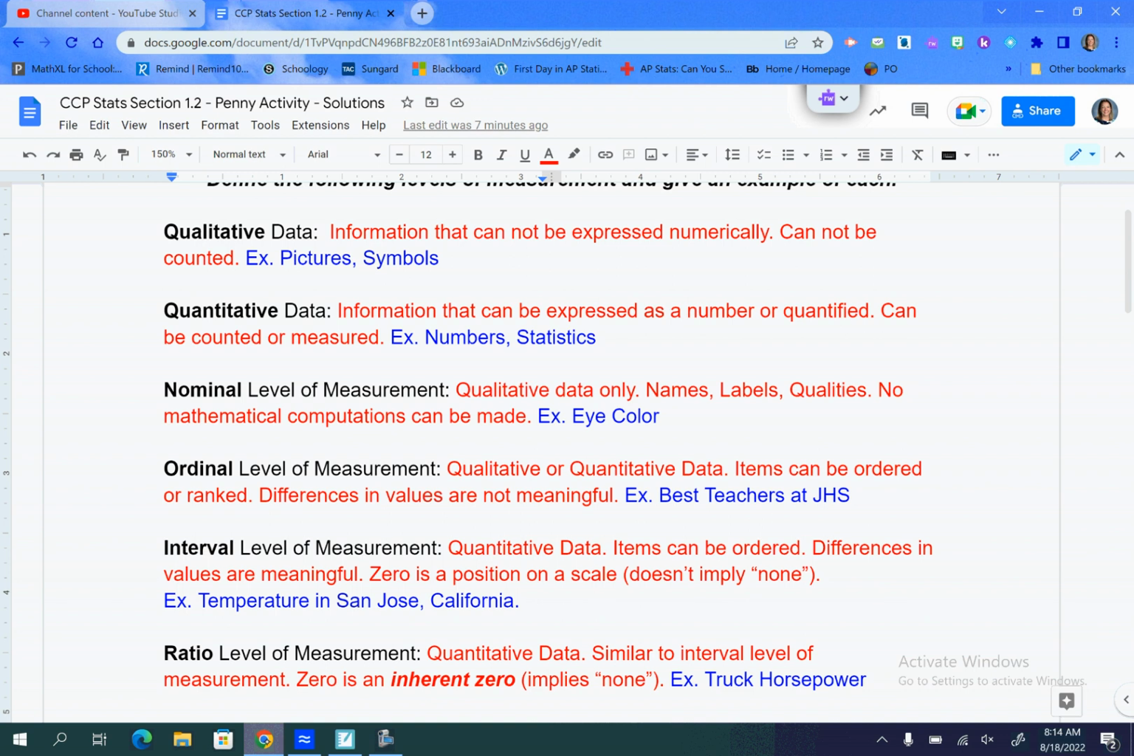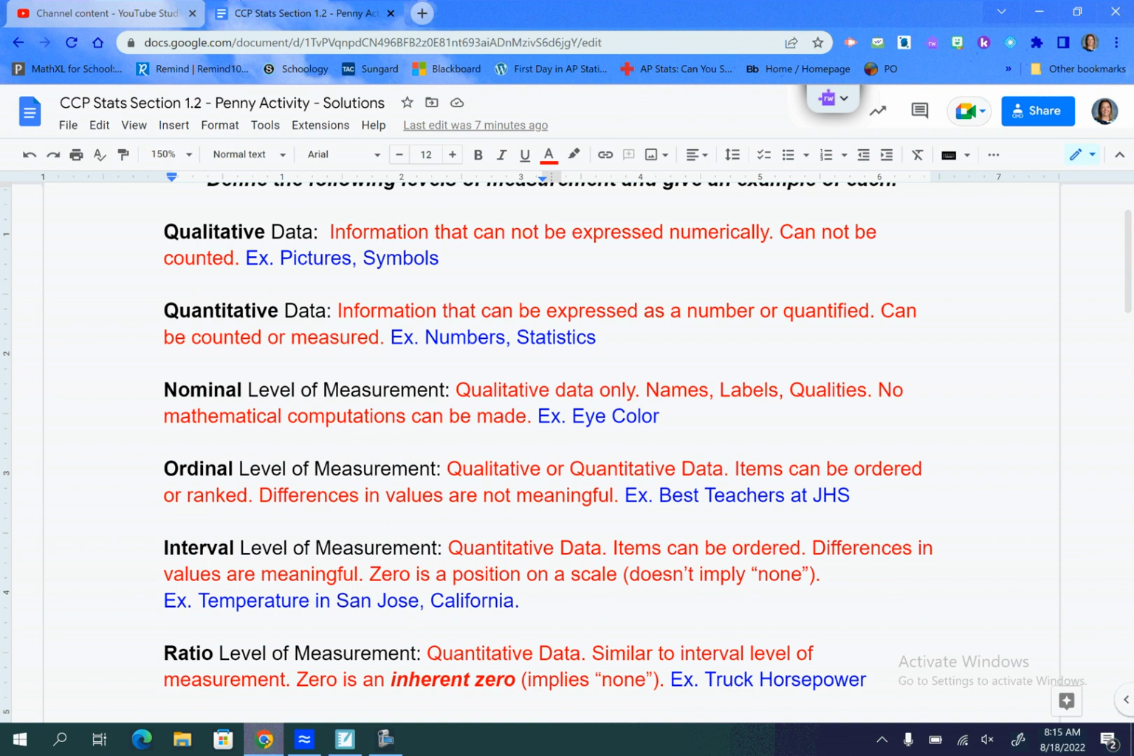All right, and then we've got our 4 levels of measurement. Then we can split qualitative and quantitative into further. Nominal is the first level. It is only qualitative data, so things like names, labels, qualities, no mathematical computations can be made. So eye color, for example, something that we can label, we can name it, but we can't do anything with it other than just categorize it.